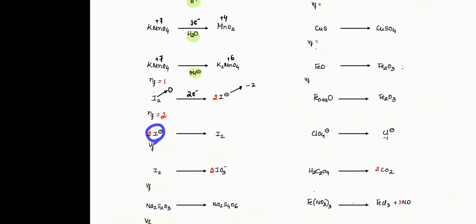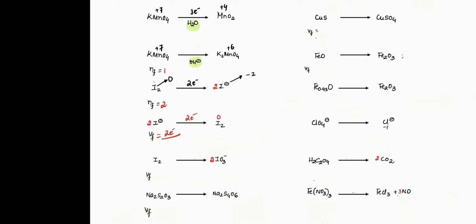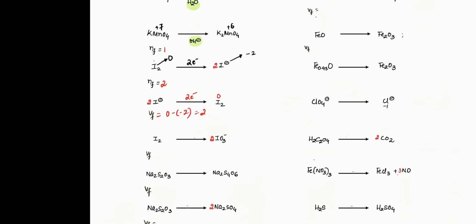Next, I minus is changing to I2. Now this time you will not take it for 2 moles, because I am supposed to always take it for a mole of the species. The species is I minus. So the valency factor in this case will be, this is -2 to 0. So 2 electrons are being transferred here. Got it? So 2 electrons means -2 to 0 here, isn't it? So that will become 0 minus of -2. So that makes it 2. So that will be the valency factor.